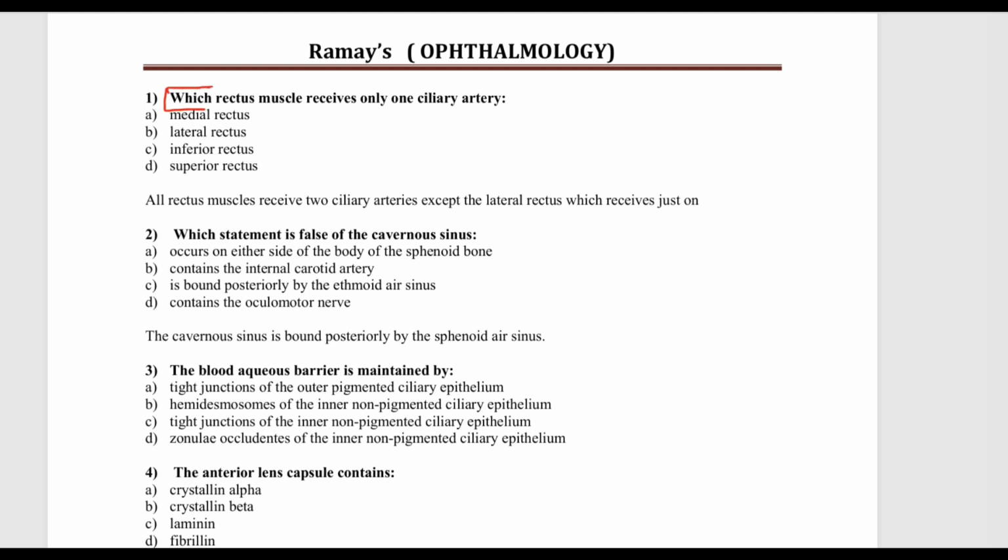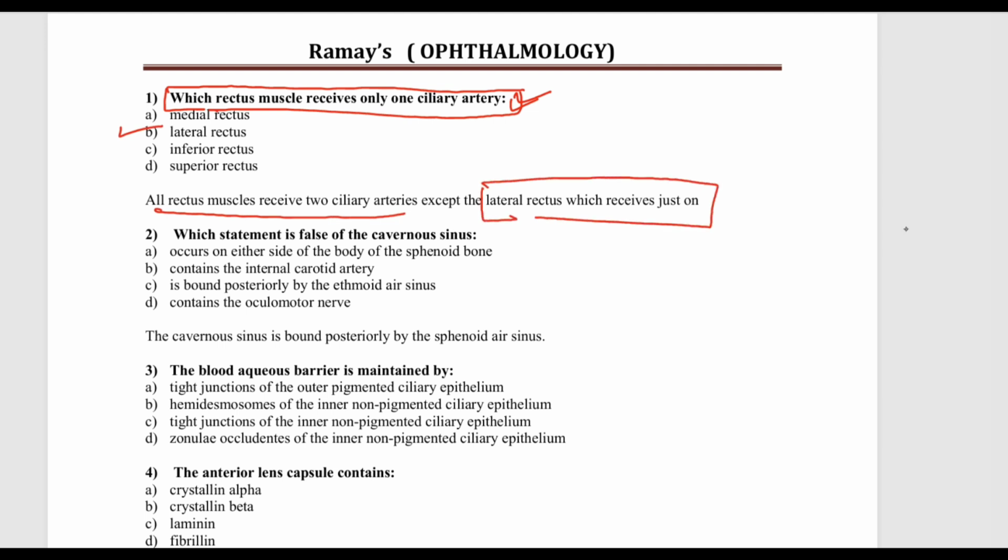Which rectus muscle receives only one ciliary artery? The options are medial rectus, lateral rectus, inferior rectus, and superior rectus. So the correct option here is lateral rectus. All the recti muscles receive two ciliary arteries except the lateral rectus, which receives only one.